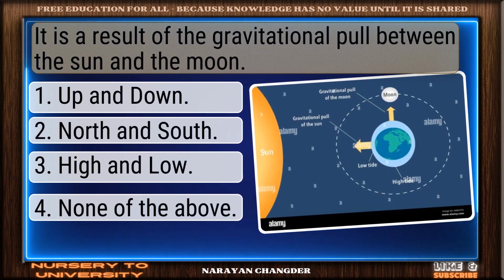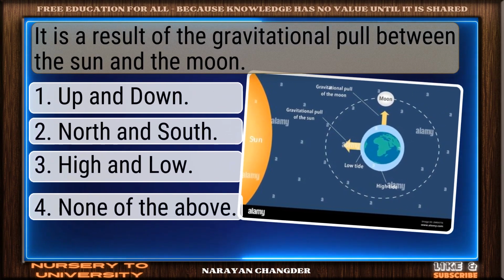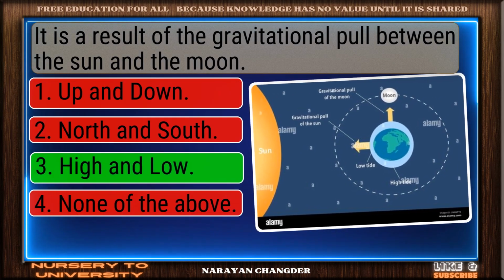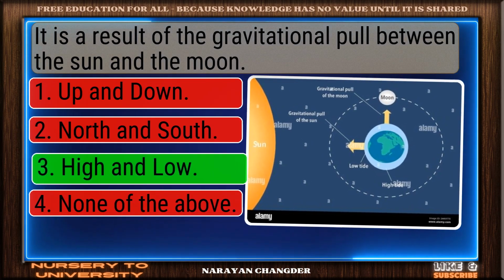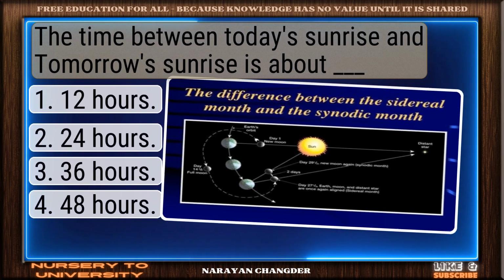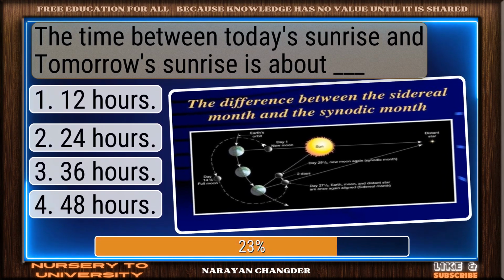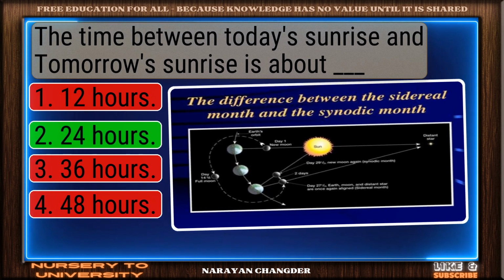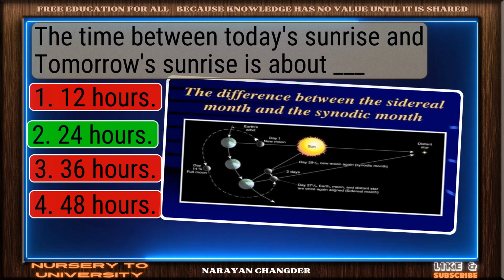It is a result of the gravitational pull between the Sun and the Moon. You got it. Your choice, high and low, is right. The time between today's sunrise and tomorrow's sunrise is about ___. Correct response. 24 hours is the most accurate answer.